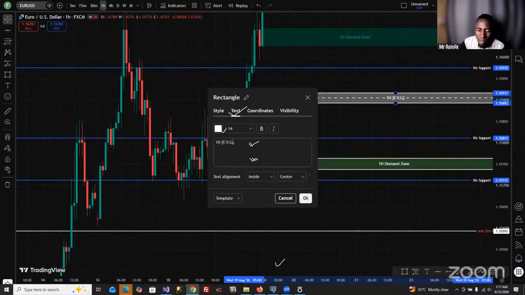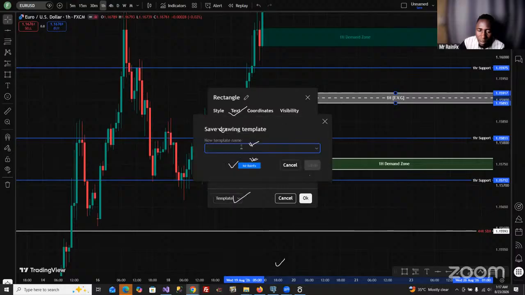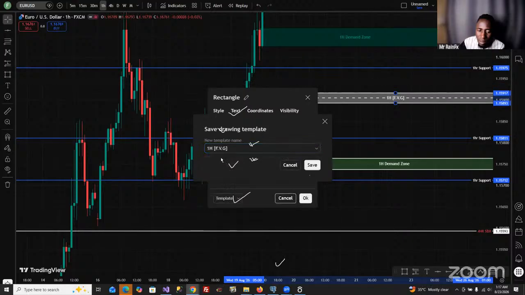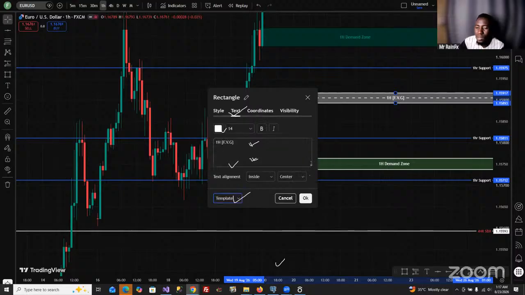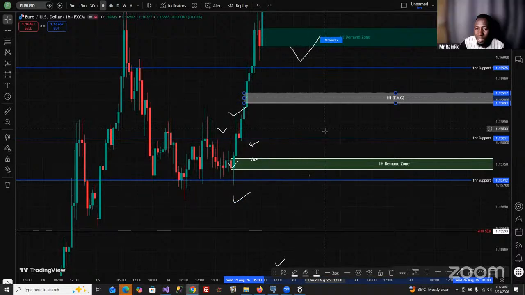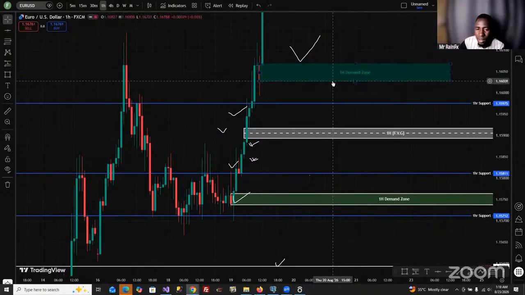Now go to the template. Save as 1H. Click on the first one. Yes, save it. Once you save like that, you are replacing your template, your previous template, okay? I want you to try with this. Just right click here and replace that template here.